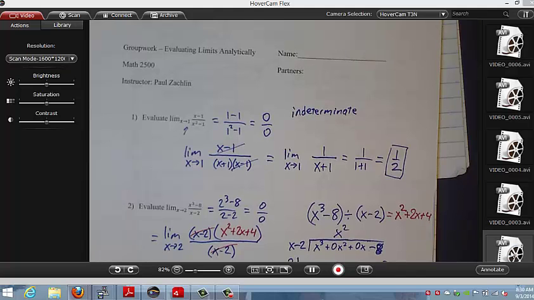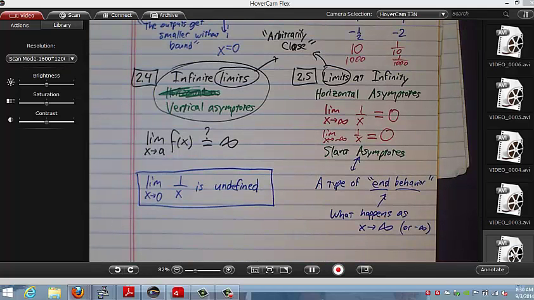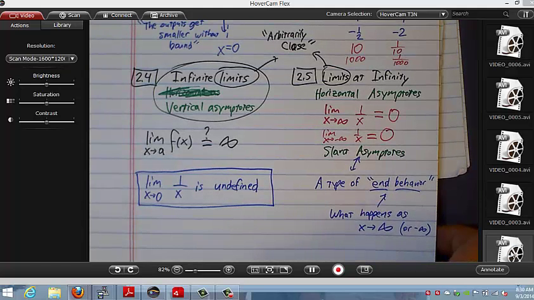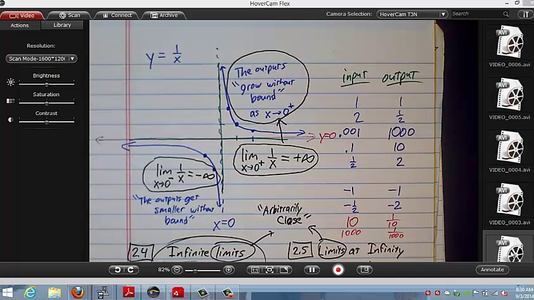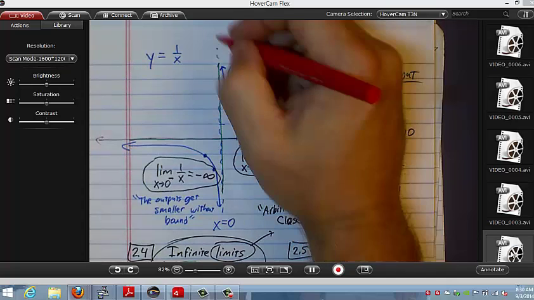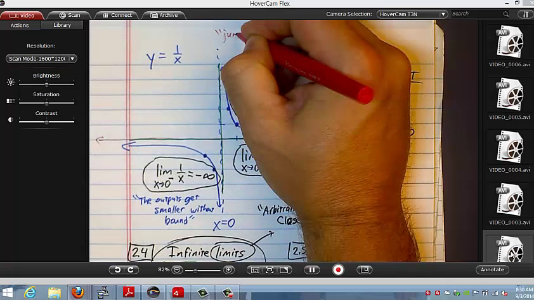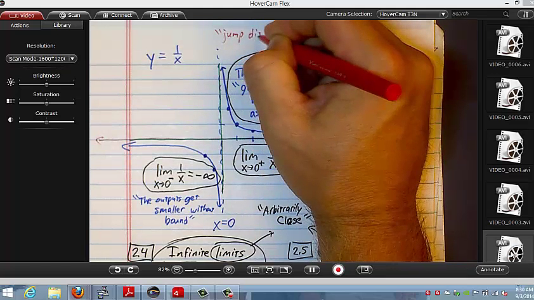And give me the name. What is it? Nikolai? Nikolai, go ahead. It's undefined because there's a jump discontinuity. It is what's called a jump discontinuity. Okay? Now, that's other language, and so I want to make sure people know what Nikolai's saying here. The word he used was jump discontinuity.